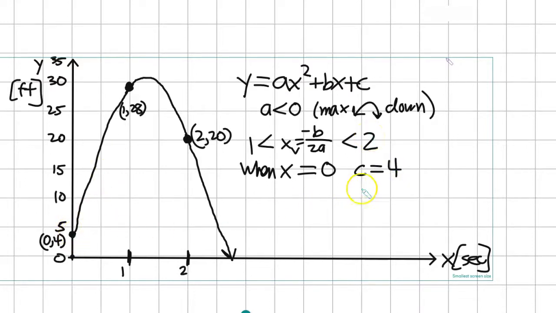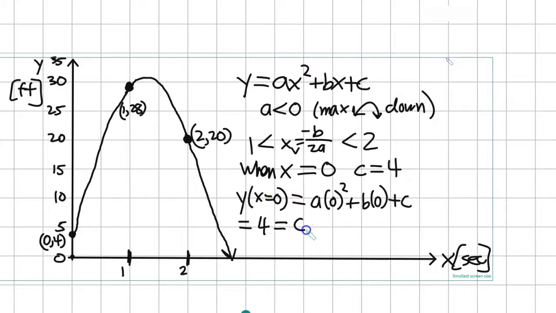Yes, exactly right. Very good. Because notice, if you say y of x equal to 0, you put in 0 squared. It's a times 0 squared plus b times 0 plus c, and that has to also equal 4. So 4 has to be c. So this is the y-intercept.